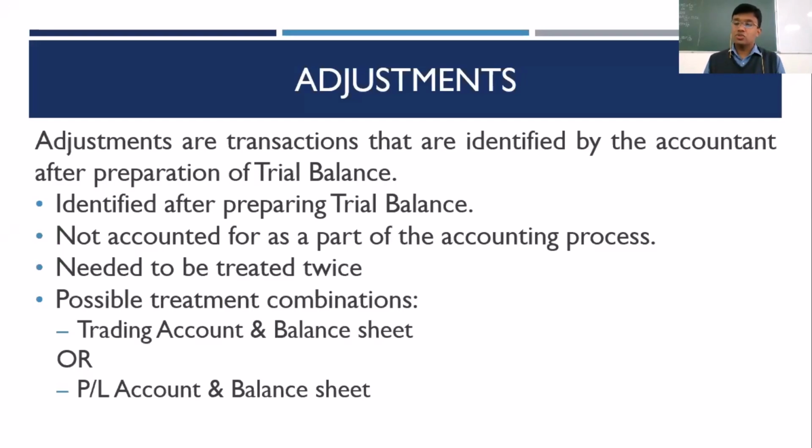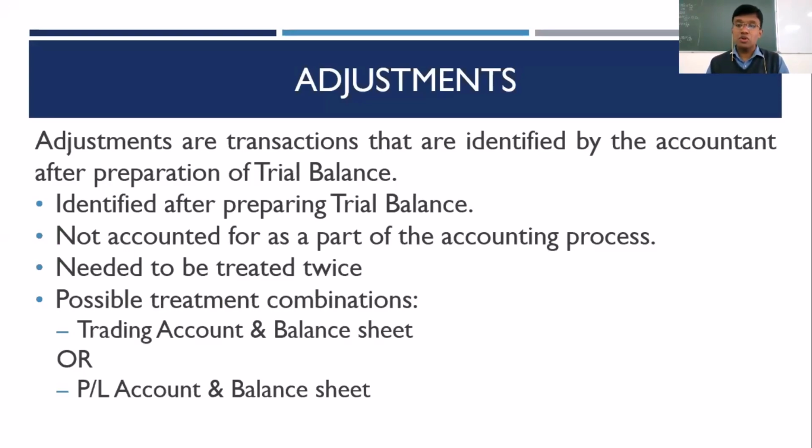The second treatment has to go into your balance sheet. But never will you come across a scenario where you have an adjustment and the adjustment will have to be treated in the trading account and the profit and loss account. That will not happen. The reason is that the trading account and the profit and loss account are both income statements, and in income statements we will never have an adjustment that has to be treated twice. So the possible combination is trading account and balance sheet, or profit and loss account and then balance sheet. These are the two possible combinations with respect to adjustments.